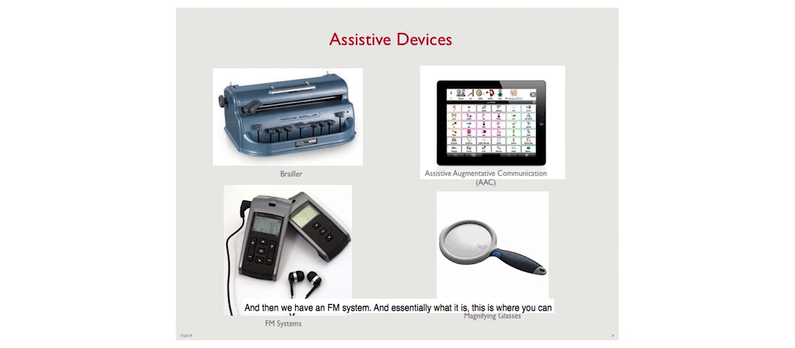Then we have an FM system. Essentially, you put in headphones and allow the teacher to talk into a device, and someone with low hearing can hear it clearly. So it's an alternative if hearing aids aren't available. Then we have magnifying glasses, where a child can, instead of making everything large print, which can be very expensive, sometimes use a $5 magnifying glass instead.